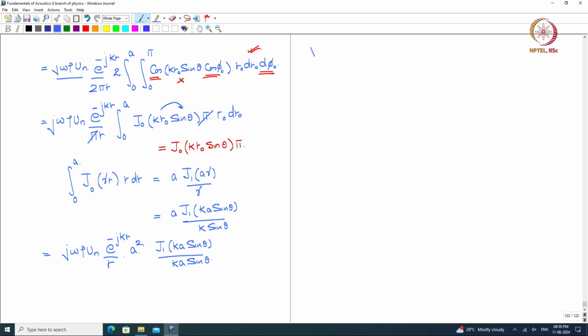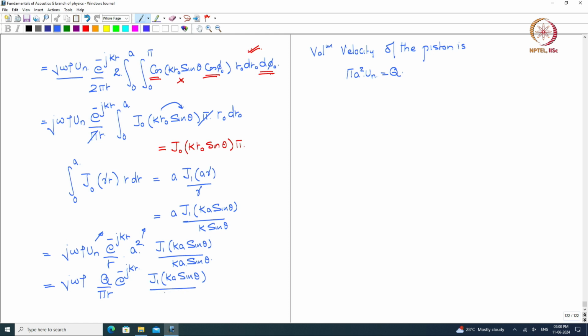Now the volume velocity of the piston is area into velocity, normal velocity, that is called Q. So therefore a square into u n will be Q by pi. So this is equal to j omega rho Q by pi r e to the power of minus j k r, J 1 of Ka sin theta by Ka sin theta.